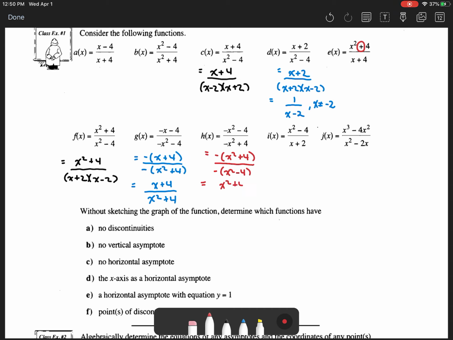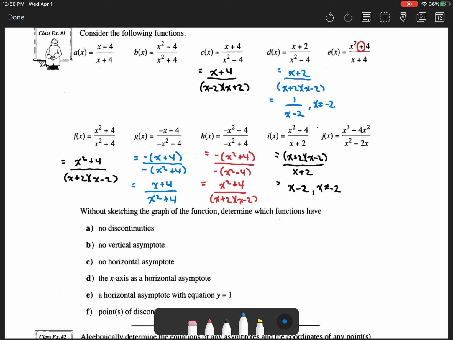In the numerator, I can't do anything with x squared plus 4, but the denominator is now a difference of squares, x plus 2 and x minus 2. Okay. Moving on to I of x. Hopefully you can see in the numerator we have a difference of squares, x plus 2, x minus 2. And in the denominator, I do have an x plus 2. So I'll be able to cancel the factors of x plus 2, leaving me with just x minus 2. But I do have to state that restriction that I canceled, so x cannot be equal to negative 2.